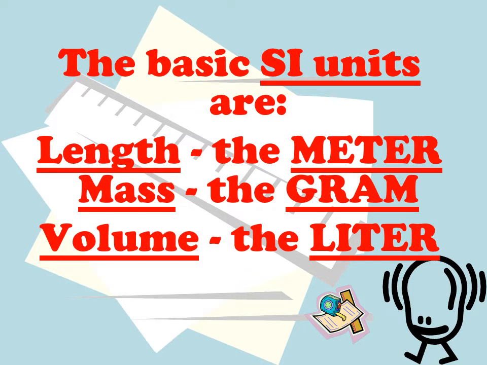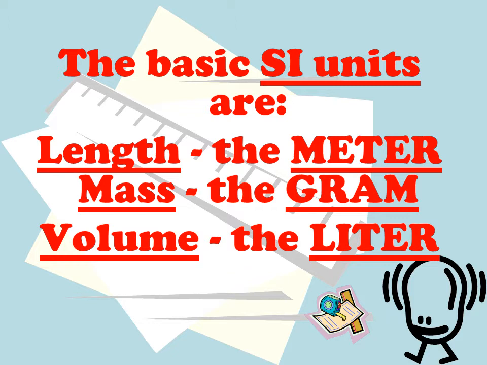Some basic SI units that we'll be using to measure motion and velocity and speed, all those cool different things in this chapter. Let's look at some SI units. Length is measured in meters, mass is measured in the gram, and volume is measured in liters. When we look at length, we look at a meter stick or centimeters or a yardstick. So think of your ruler.